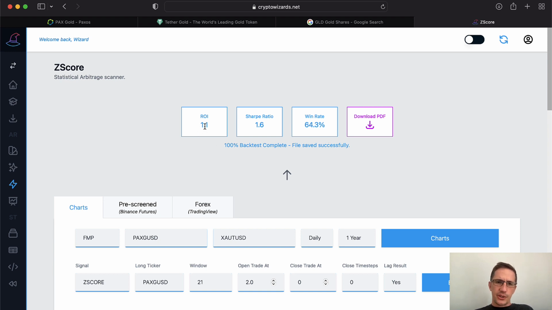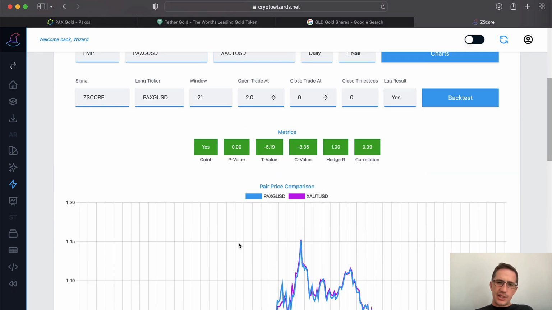Okay, so here's the results. Here it's actually saying you would have got, with these settings, a 10% return. The Sharpe ratio is really good, right? A Sharpe ratio of 1.6 means for every dollar of risk you're taking, you're getting 1.6 back. To me, I look at it like a risk to reward calculation. So that's really not so bad.